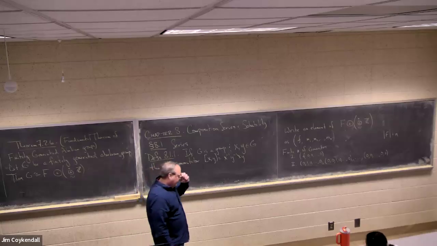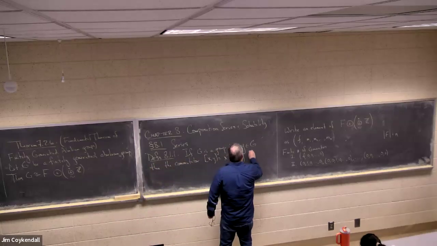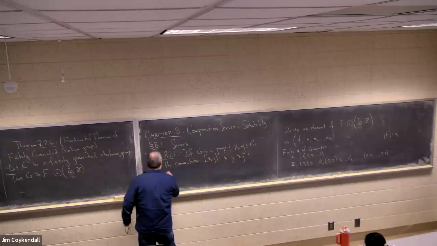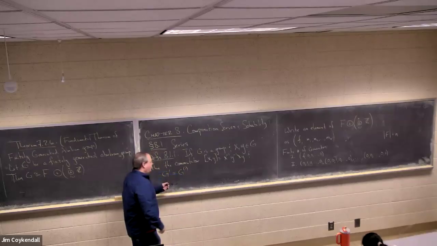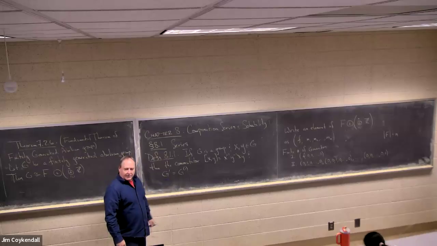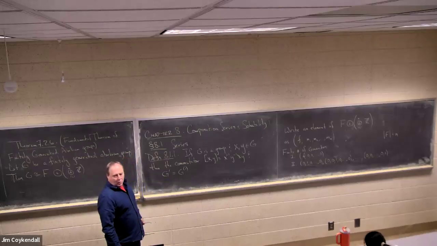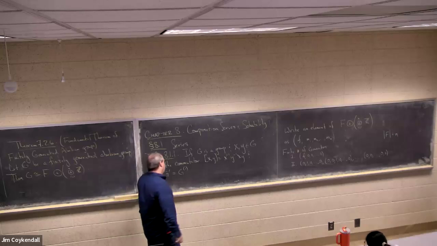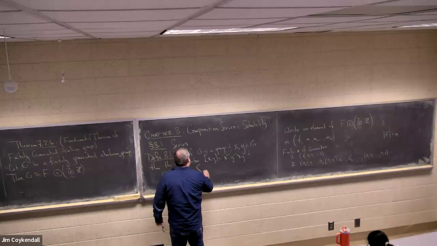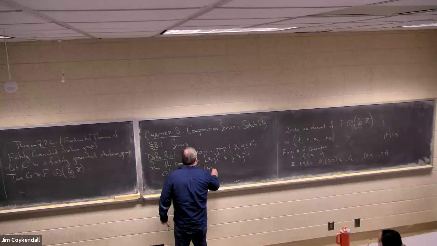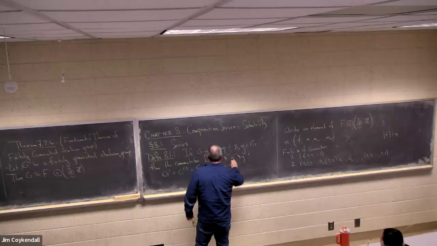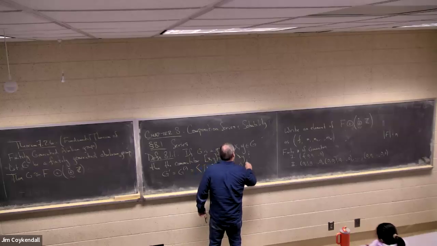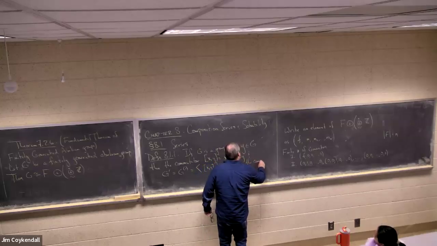In some notations, this is also called the derived subgroup. G prime, or G super one, is the group generated by all commutators. It is the commutator subgroup.